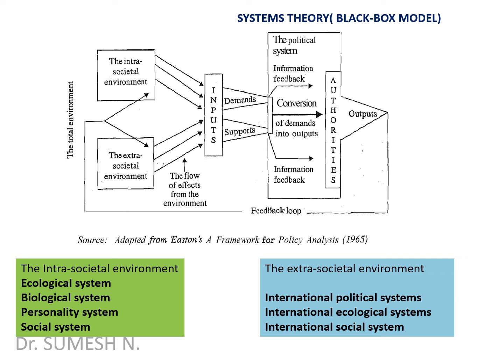And in the system, we can see a process of conversion of inputs. Inputs, meaning the demands or supports from the public or the society or from the environment, are converted into outputs. Outputs mean the decisions taken by the political system. So the system is doing the conversion of inputs into outputs, and outputs are the policies or the decisions taken by the government.